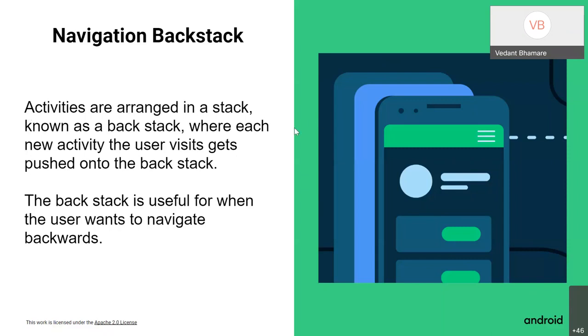Similarly, activities are arranged in a stack known as the backstack, where each new activity the user visits gets pushed onto the backstack, and the backstack is useful whenever the user wants to navigate backwards. Whenever you press the back button, or the back arrow key, or the back button from your bottom nav, that is when the navigation backstack is at work. The latest screen that you are seeing is popped out, and the screen that was used before is launched again. I'll just give one more example.